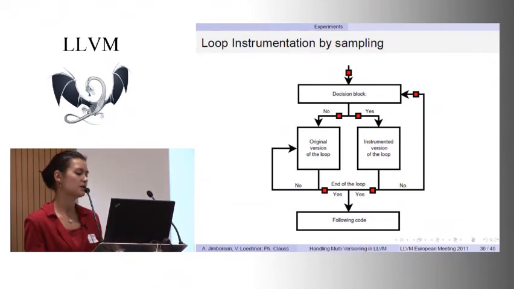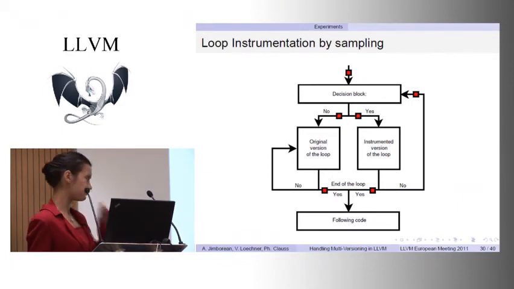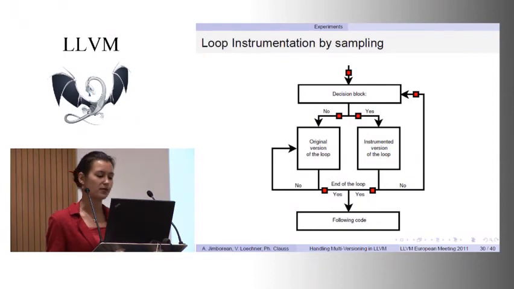As you can see, the instrumented version of the loop, at the end of the iteration, goes back to the decision, so it loops, including the decision. But as soon as we reach the original version of the loop, we loop only inside. This allows us to limit the overhead, so we don't have to take the decision again.